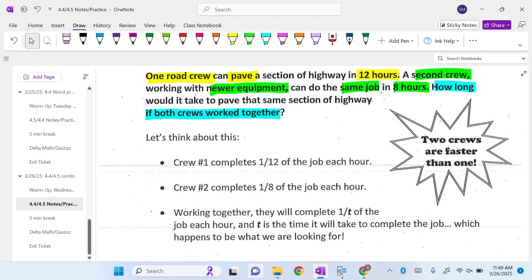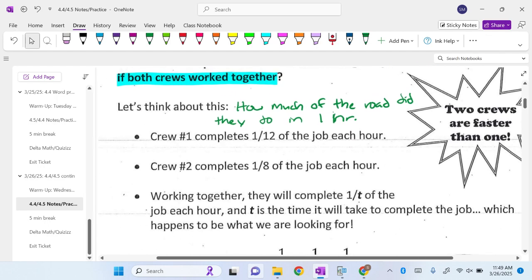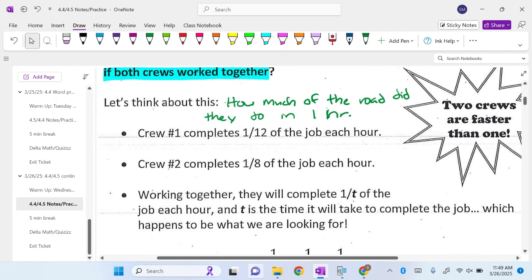Now, the way you want to think about this is you want to think about how much of the road they did in 1 hour. In other words, we're kind of creating a rate of how much they did in 1 hour. All right. Because that's how fast they went.